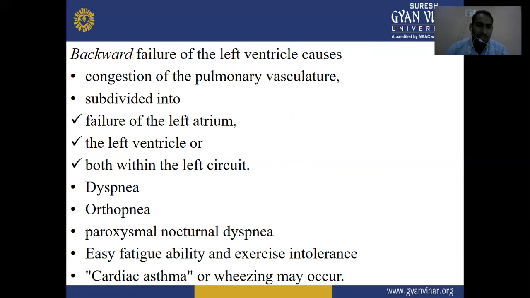Dyspnea means difficulty or loss of breathing. Orthopnea. Paroxysmal nocturnal dyspnea. Easy fatigability and exercise intolerance. Cardiac asthma and wheezing may occur. These are the ventricular causes of CHF.